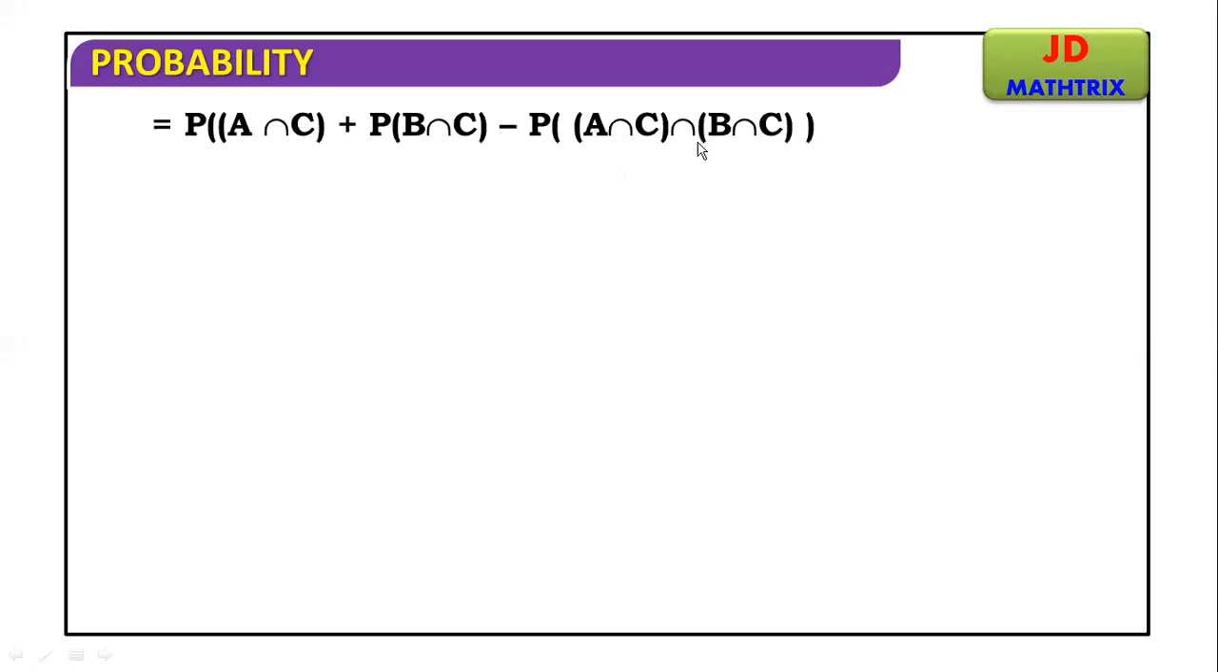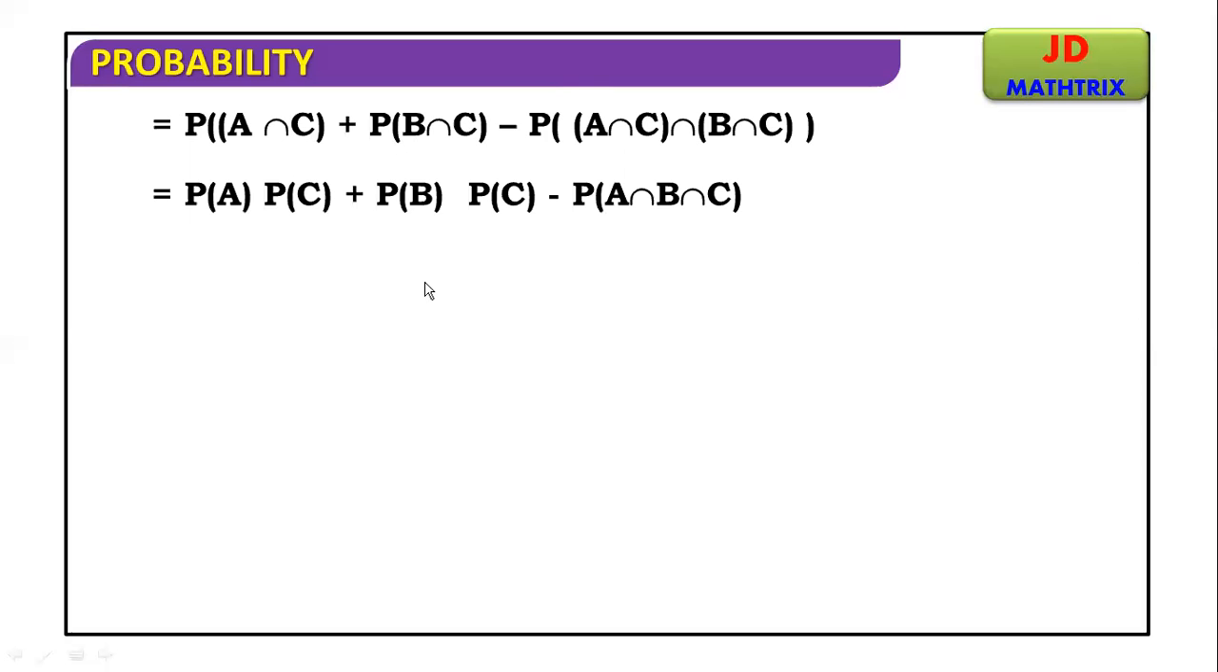P of A intersection C plus P of B intersection C minus P of (A intersection C) intersection (B intersection C), according to the addition theorem. And this can be written as P of A into P of C, because A and C are independent, and P of B intersection C means P of B into P of C, minus, by the distributive law, P of A intersection B intersection C, which we can also write as P of A into P of B into P of C.